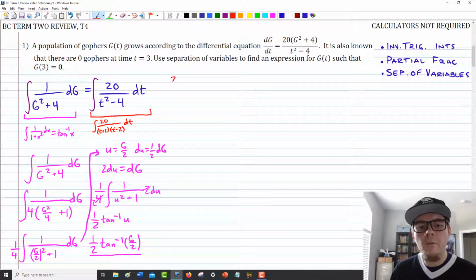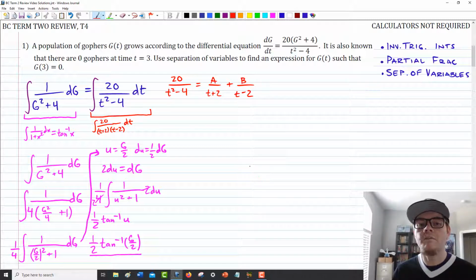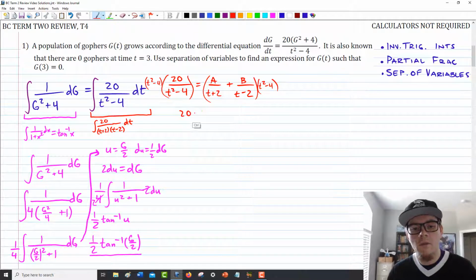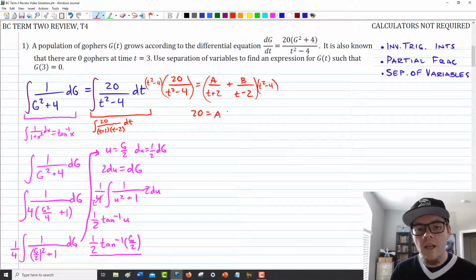On the right side, we need to perform partial fractions first. So this whole thing, we are going to assume is equal to some number over the first linear factor plus some other number over the second linear factor. When we do that, if we multiply both sides by t squared minus 4, I do need to put some parentheses in there. We're going to get 20 equals a times t minus 2 plus b times t plus 2.